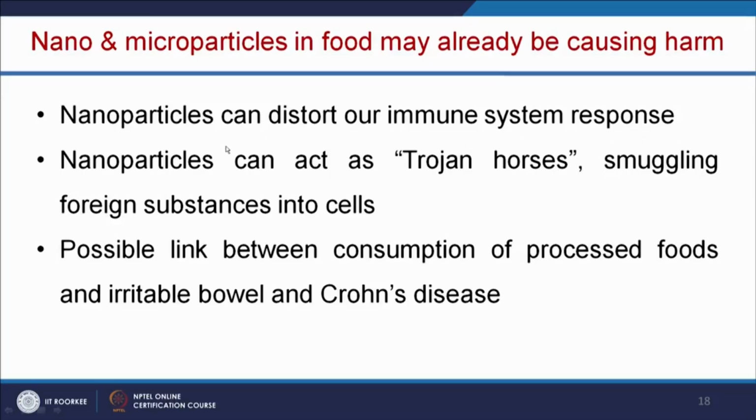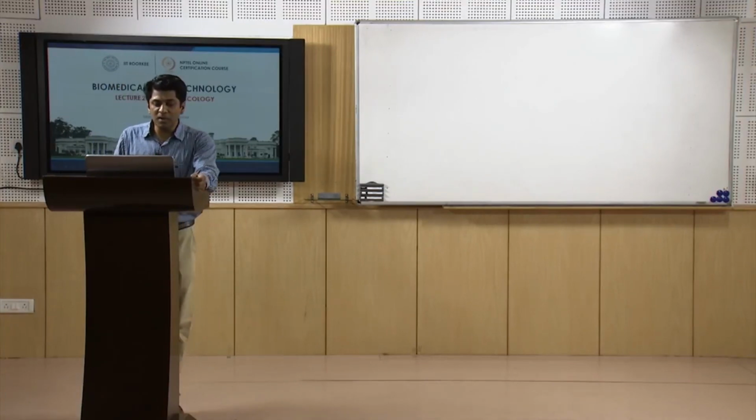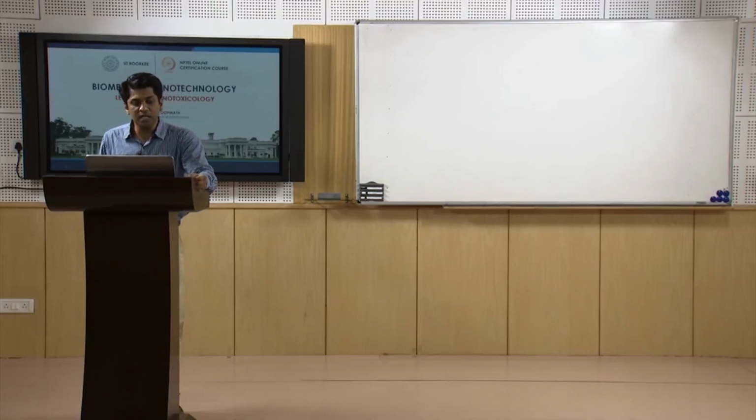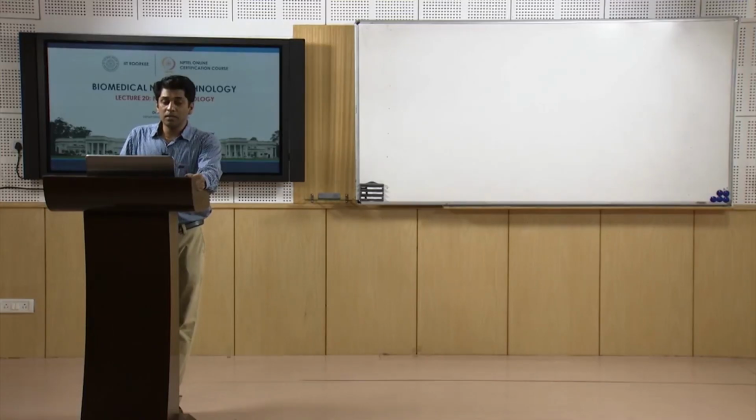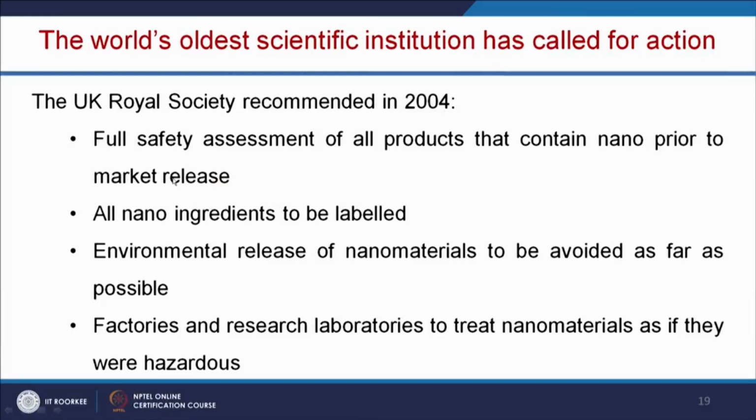These nanoparticles can distort our immune system response, and nanoparticles can also act like a Trojan horse. Trojan horse means these nanoparticles will be in your body for more time, so they have more circulation time, and suddenly they may cause new toxic effects. That effect is called the Trojan horse effect. There is also a possible link between the consumption of processed foods and irritable bowel and Crohn's disease, so these nanomaterials can also induce these kinds of diseases. The UK Royal Society recommended in 2004 some rules for nano safety.